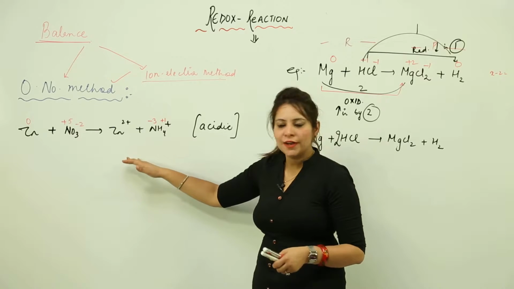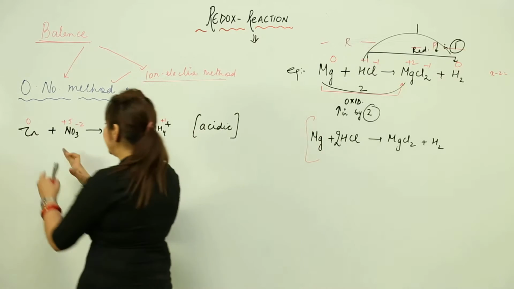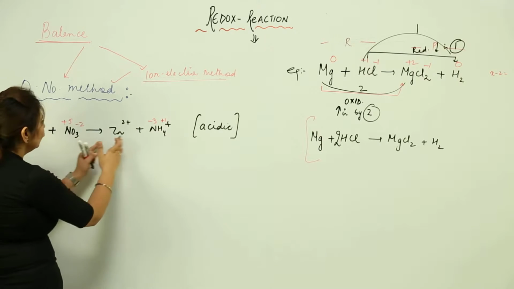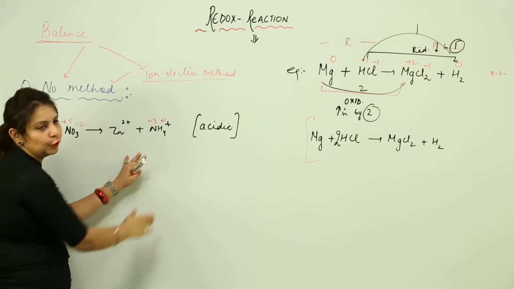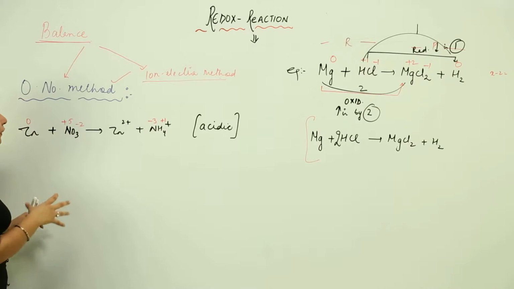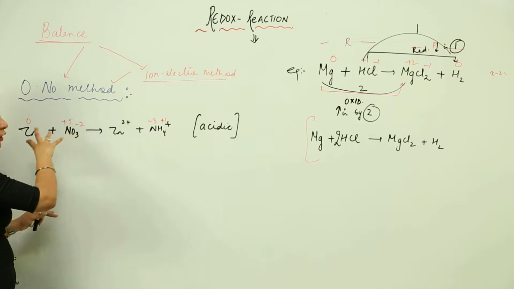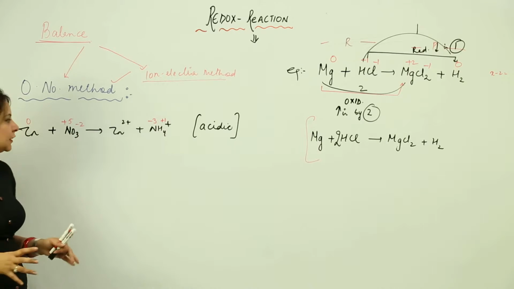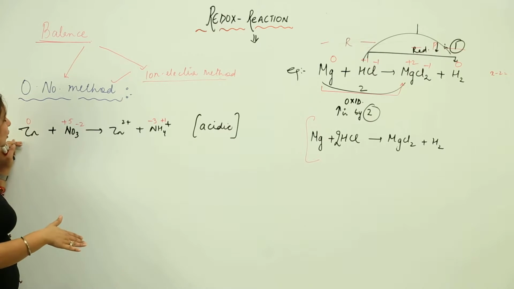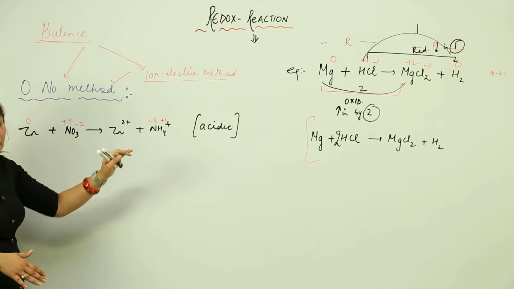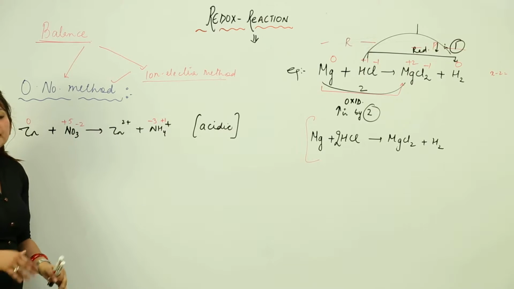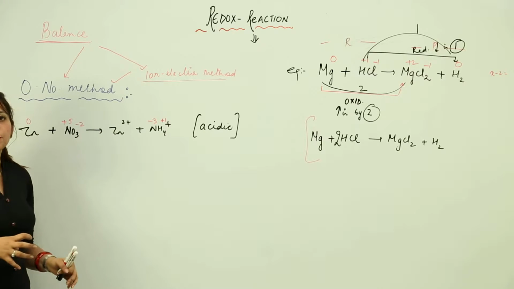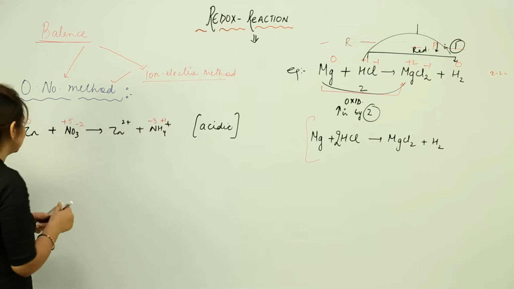So I have another question now, in which I have Zn plus NO3⁻ forms Zn²⁺ plus NH4⁺. So what I am going to do here, I have already indicated the oxidation state, as you all know how you have to find the oxidation numbers. So I have already counted the oxidation states and just written them down. Now I am just going to locate the atoms which are undergoing a change in the oxidation state.